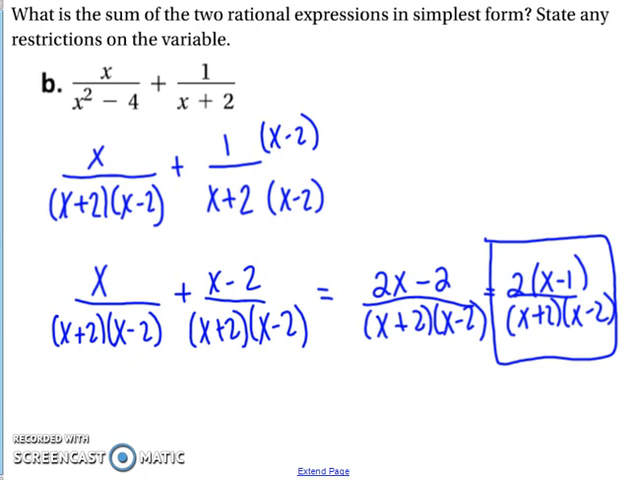You can leave the previous step as your final answer. You want to try to factor it and then see if you can cancel things out. If you factor it and things don't cancel out, that's fine. You just leave your answer. So your restrictions will be x cannot equal -2 or +2.